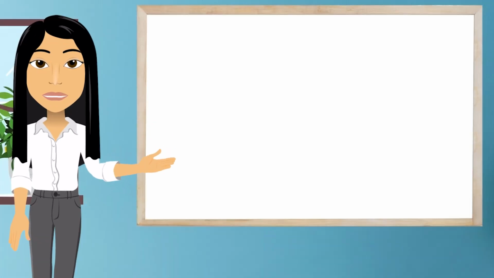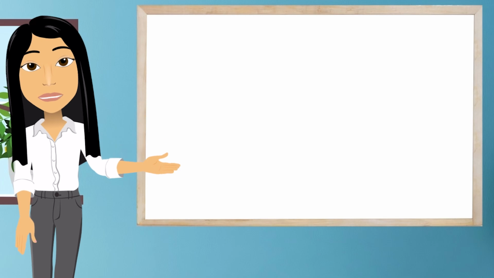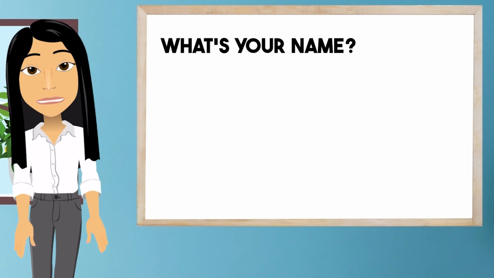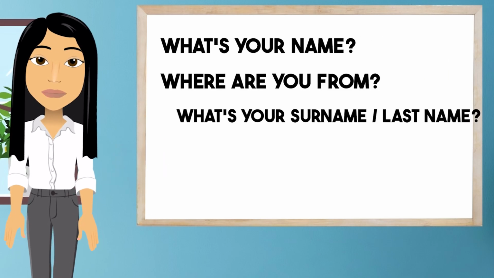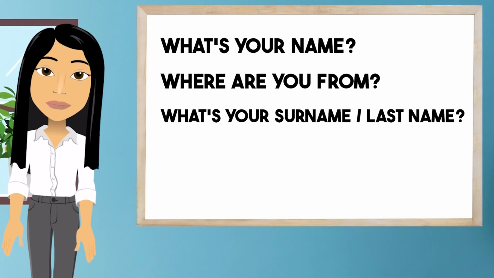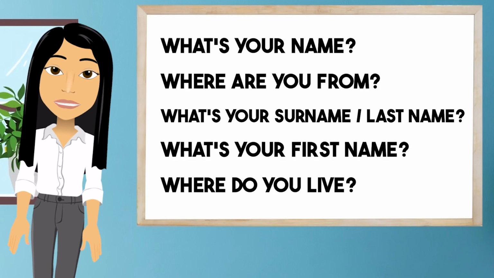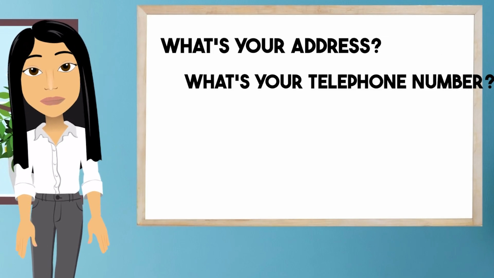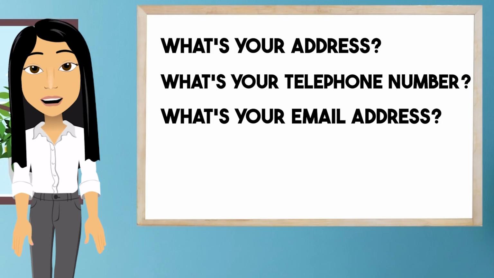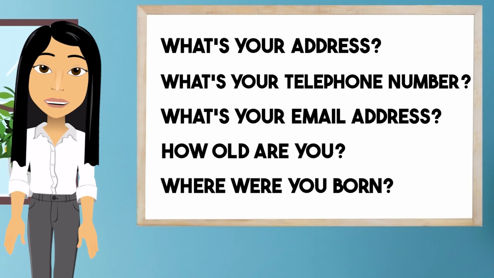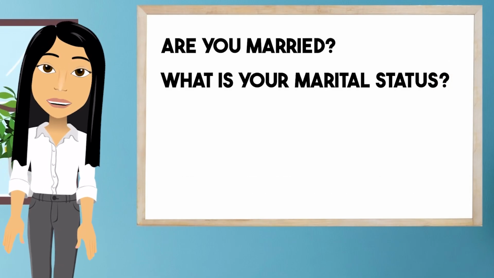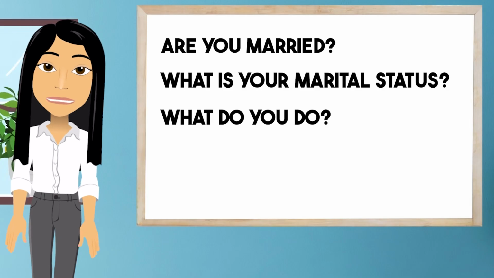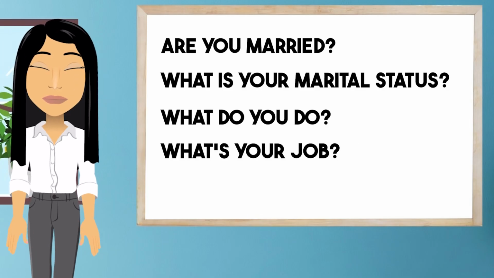Using questions to exchange personal information. Here are some of the most common questions used when asking for personal information. What's your name? Where are you from? What's your surname? Last name? What's your first name? Where do you live? What's your address? What's your telephone number? What's your email address? How old are you? Where were you born? Are you married? What is your marital status? What do you do? What's your job?